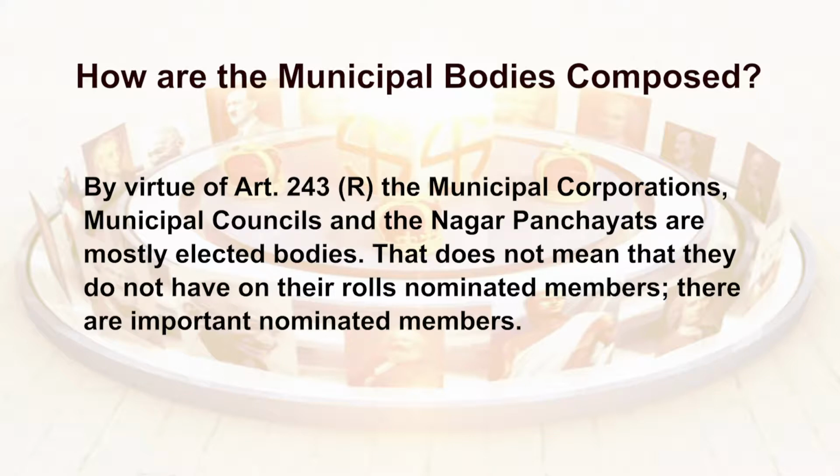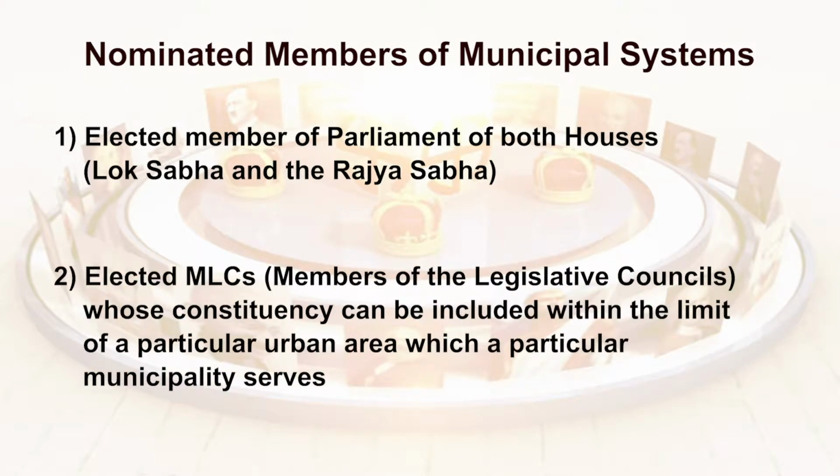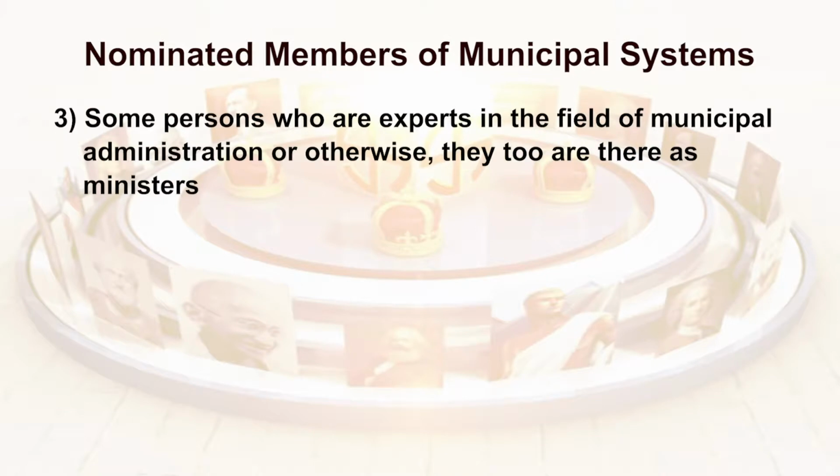Though that does not mean that they do not have on their rolls nominated members; there are important nominated members. For example, the elected members of parliament of both houses, Lok Sabha and Rajya Sabha, and the elected MLCs whose constituency can be included within the limit of a particular urban area which a particular municipality serves, are automatically nominated members of these municipal bodies, as are some persons who are experts in the field of municipal administration or otherwise.